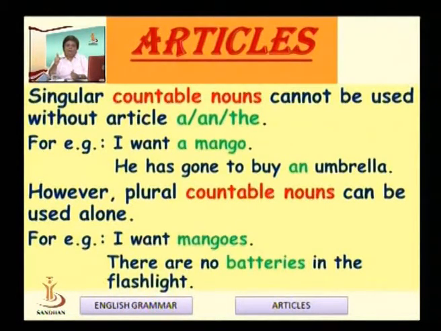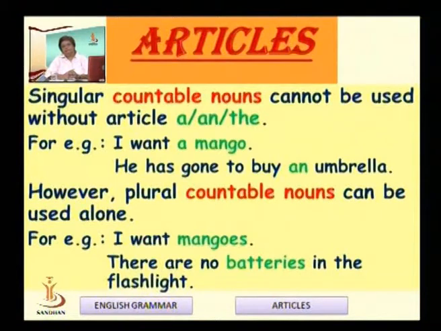1, singular. 2, countable. So when these 2 are together, when a noun is both countable as well as singular, they cannot be used without the article a, an, or the. For example, I want a mango. He has gone to buy an umbrella. So I'm using articles. But then the whole point takes a slight turn.